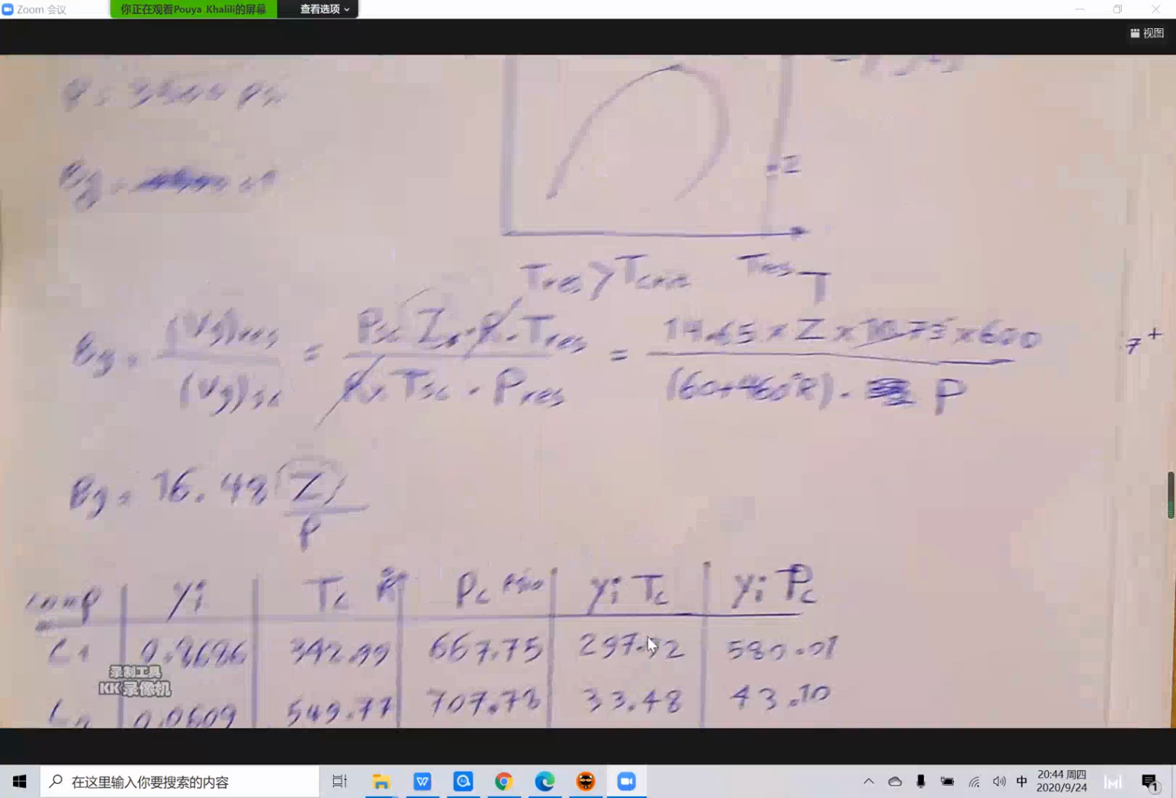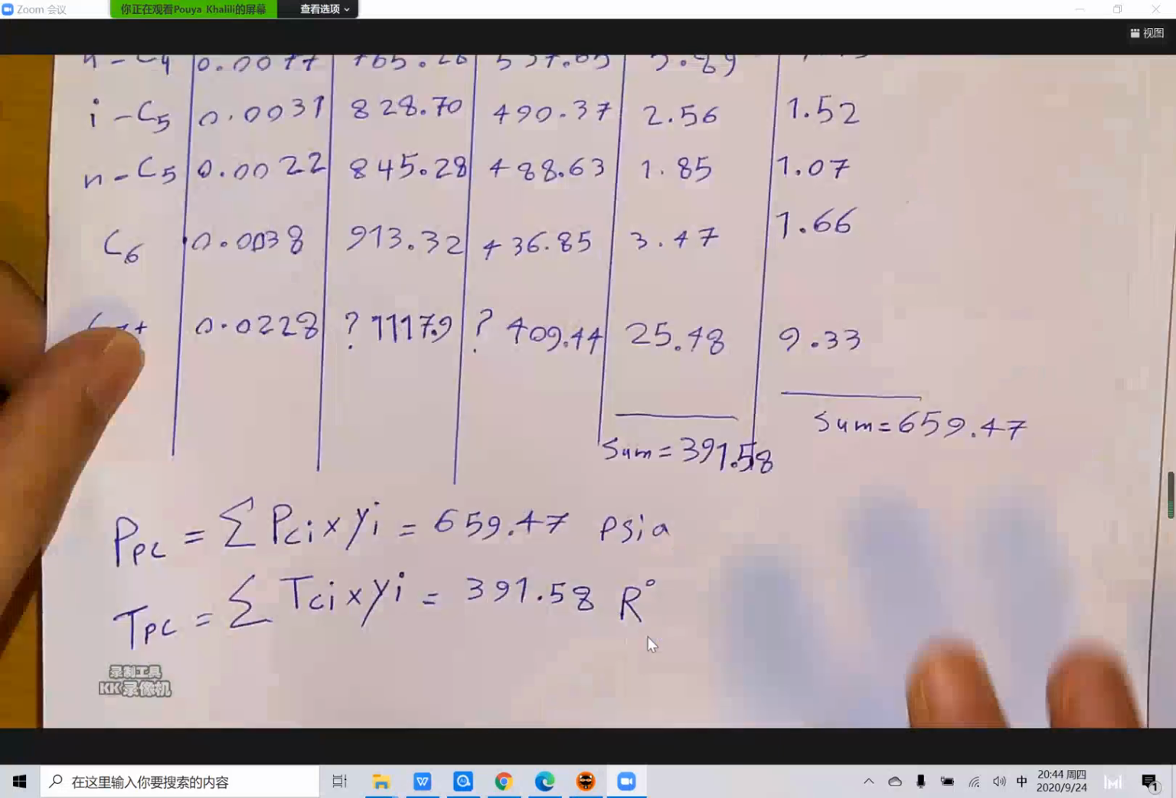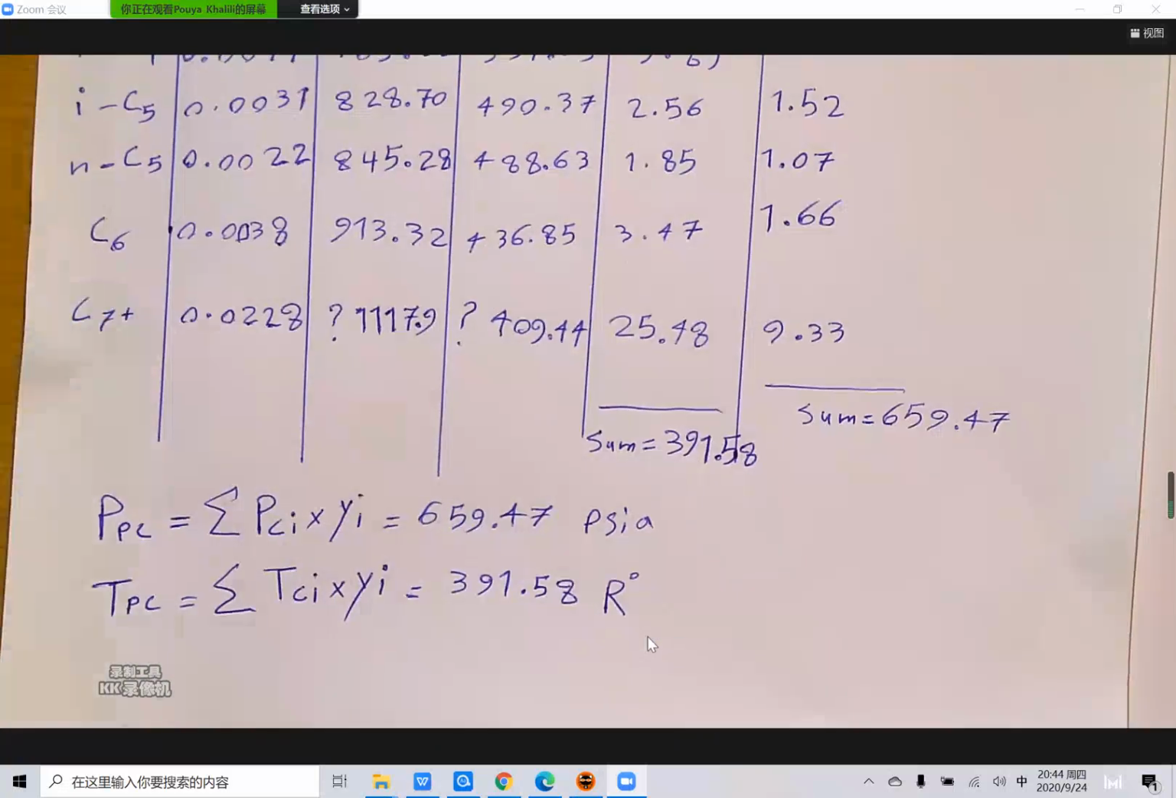Sorry, one question about the C plus again. The information we were given about the molecular weight and density is what you use in those curves you're going to upload? Yeah, we have been given the specific gravity and the molecular weight. And with those, you go to the graph and find the temperature and pressure. Okay, thanks.